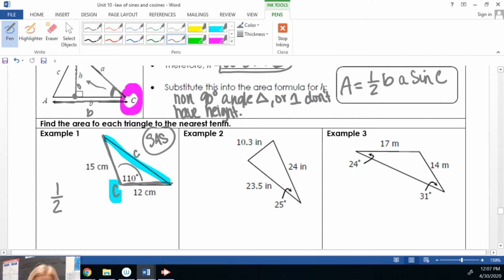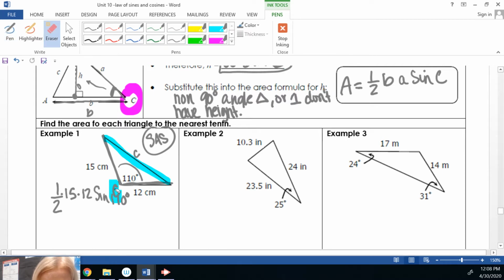Remember, little c is across from angle C. So it doesn't necessarily matter which side is A and which side is B. The other two sides are A and B of the triangle. So you're going to do 1/2 times the two sides of the triangle which wrap the angle C. So 15 times 12 times 1/2, right? And then we do sine of 110.